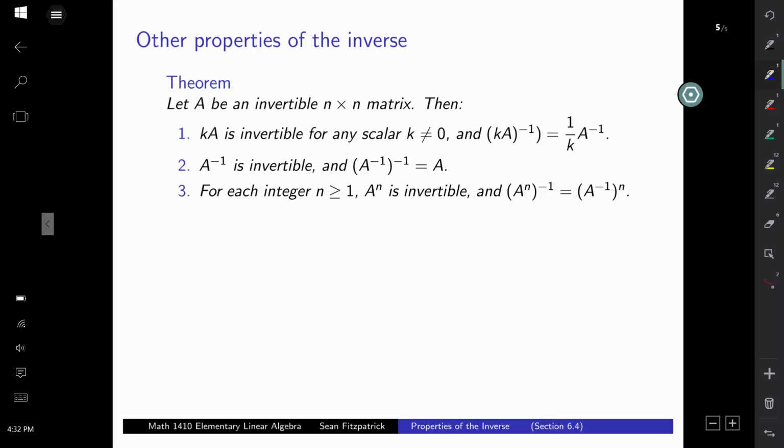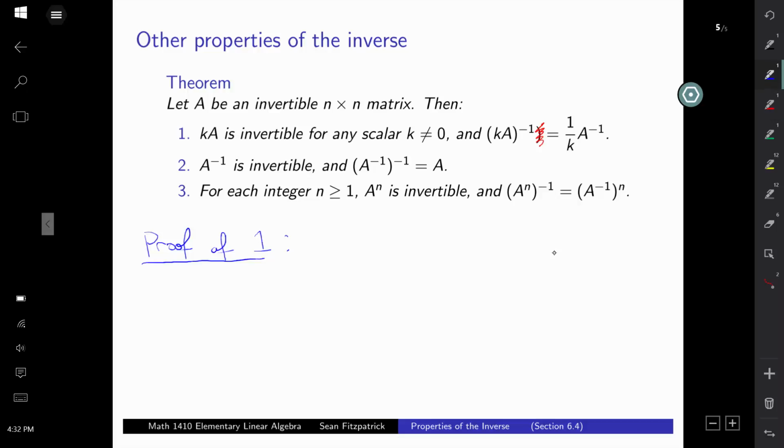Here are some other properties of the inverse to make note of. The second one we already took care of. The first one is easy. Let me give you a proof of one. And again, we're going to rely on the invertible matrix theorem for the proof. The inverse of K times A is 1 over K times A inverse. Why do I know that?